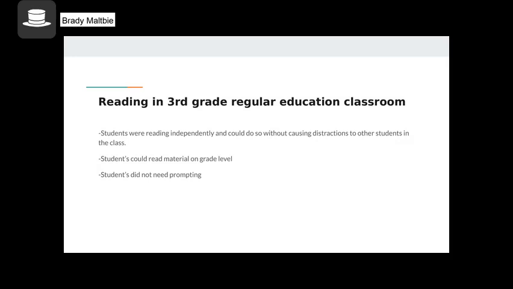So first, talking about reading in a third grade regular education classroom, students were reading independently and they could do so without causing distraction to other students in the class. There obviously were occasional distractions in the classroom, and this was third grade done by Mrs. Ranella at Greenville Elementary School, which I actually got to do last semester. We got to do a bunch of reading lessons with them, and I also worked with special ed kids, so I was able to do this assignment.